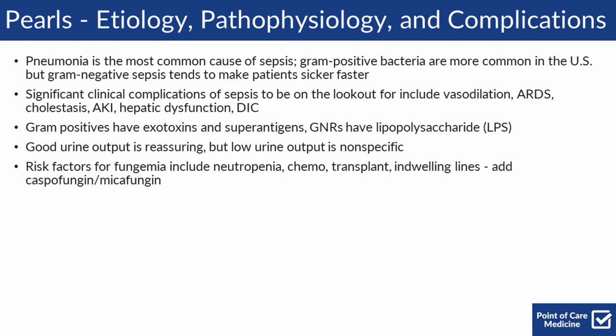Gram-positives have exotoxins and superantigens, and GNRs have lipopolysaccharides. Good urine output is overall reassuring in sepsis, but low urine output is nonspecific. Risk factors for fungemia include neutropenia, chemotherapy, transplants, and indwelling lines.